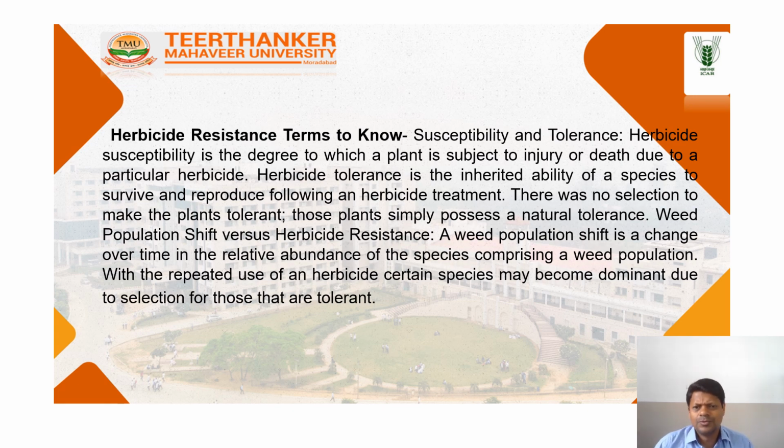Herbicide resistance terms to know. Here you see the terms. Susceptibility and tolerance to herbicide. Susceptibility is the degree to which a plant is subject to injury or death due to a particular herbicide. Tolerance is the inherent ability of a species to survive and reproduce following an herbicide treatment. There was no selection to make the plant tolerant. Those plants simply possess a natural tolerance.